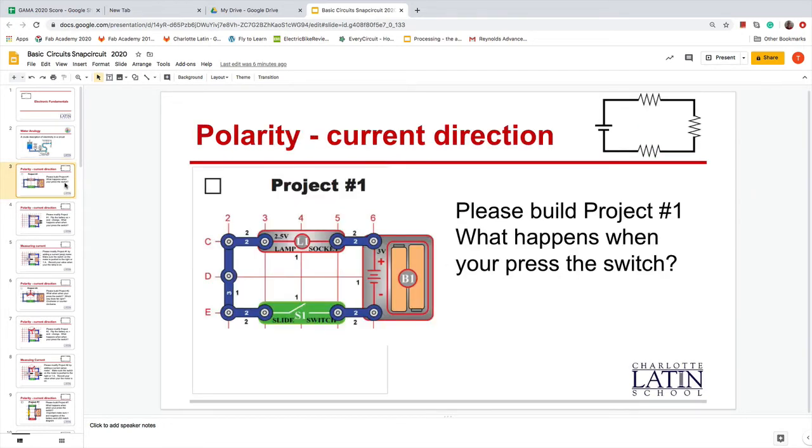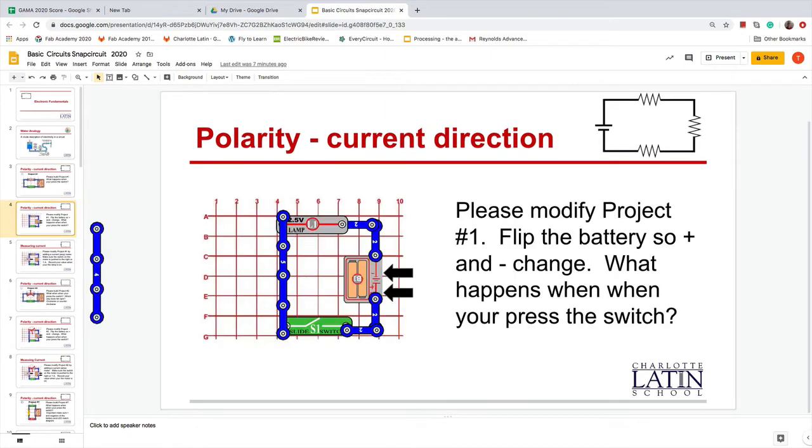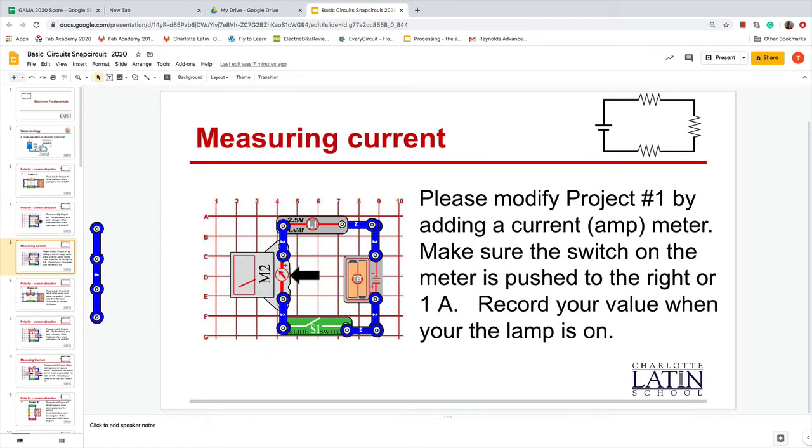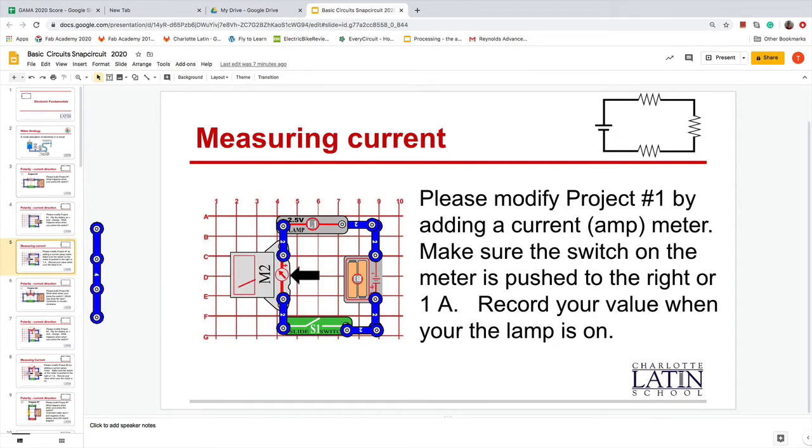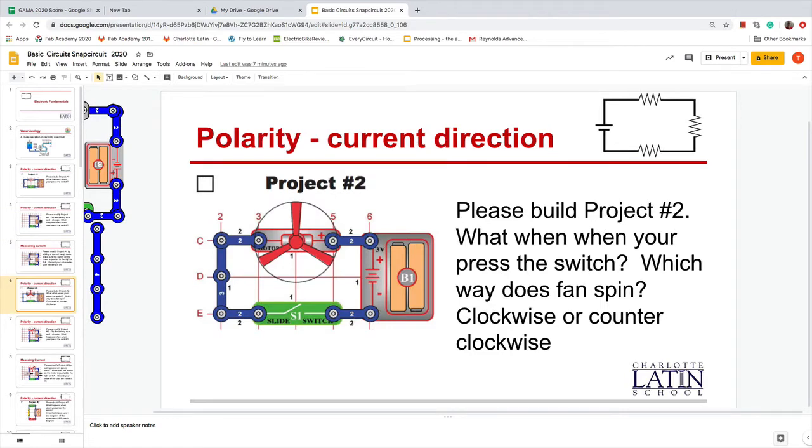All right. Please build a project with a switch, as you press the switch. We went through and did each one of those. And what we realized pretty quick, on a lamp anyways, is that we discovered the lamp doesn't really matter the direction of current or polarity. And we hopefully checked, and we also did this to the motor.